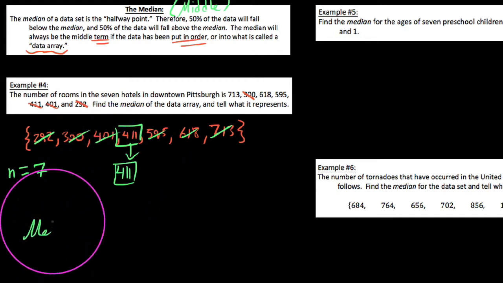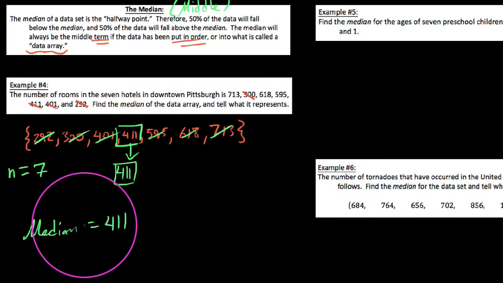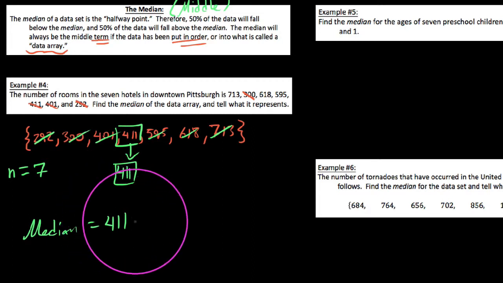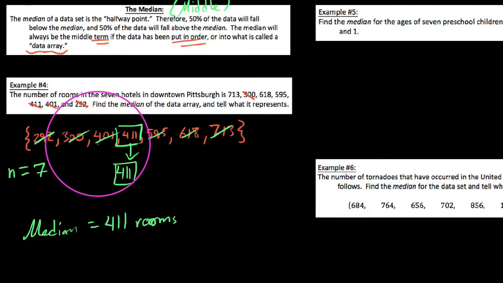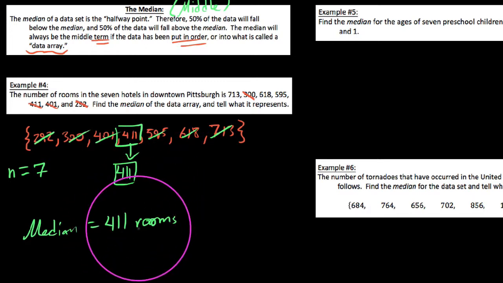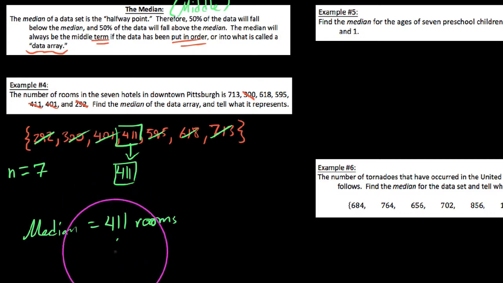So we say median of this data set is equal to 411. There is no abbreviation for the median or special symbol we use for this, but we say 411, and this is rooms. Okay, so we can interpret this as saying, looking at all of these different hotels to compare in downtown Pittsburgh, half of the hotels have more than 411 rooms, and the other half of the hotels that we looked at had less than 411 rooms. And it's also considered like the middle of the data.